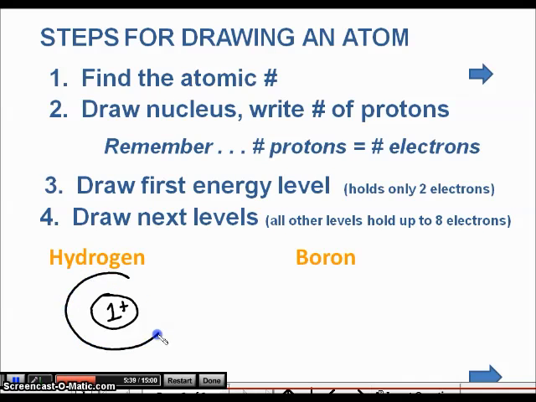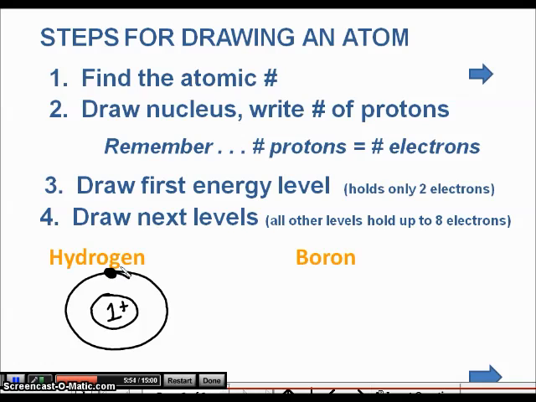Now remember, protons and electrons must equal each other. So if I have 1 proton, that means I only have 1 electron, and I'm just going to draw in a dot to represent that electron. All right, it's really that simple.